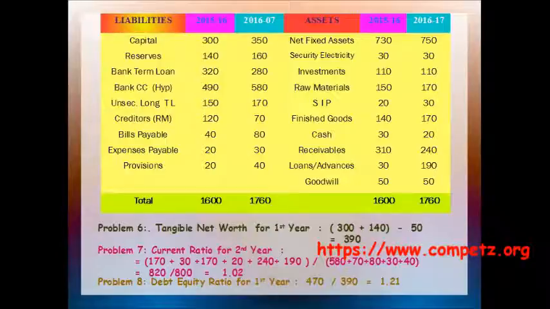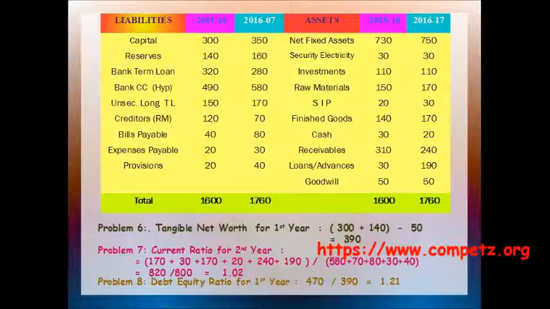Then the next ratio to find is debt equity ratio for first year. So debt equity ratio, friends, the formula is long term debts divided by owner's fund. Friends, in long term debts, that means your bank term loan and unsecured long term loans. Here, as per this problem, we will need bank term loan for first year, that is 320, plus your unsecured long term loan 150. You will just write that in the numerator side, divided by your owner's fund.